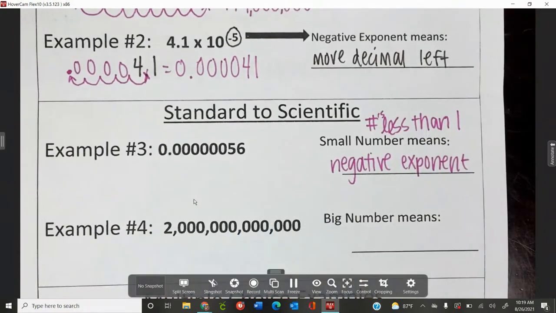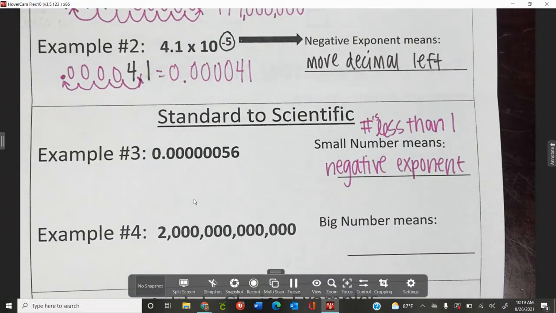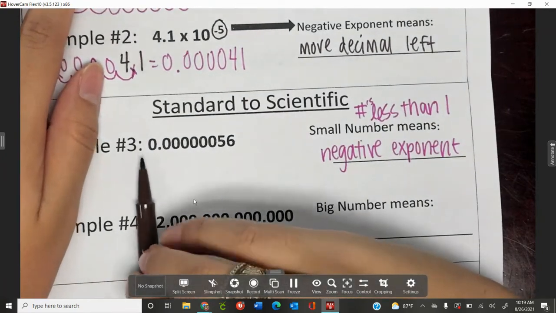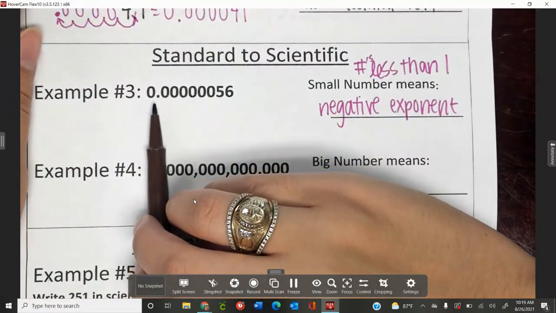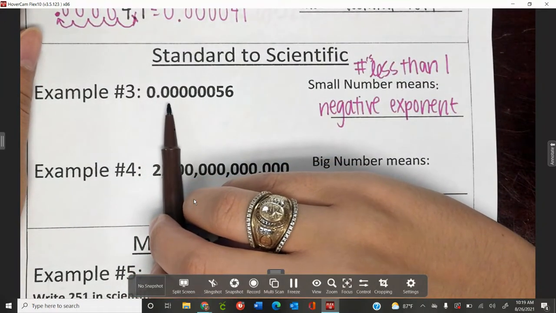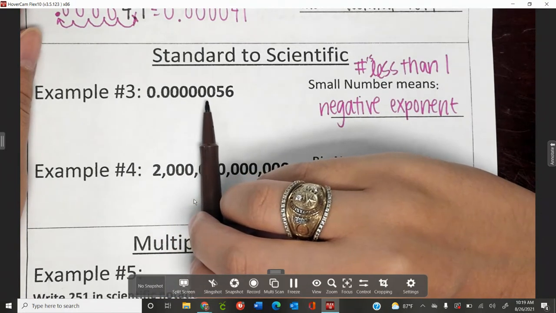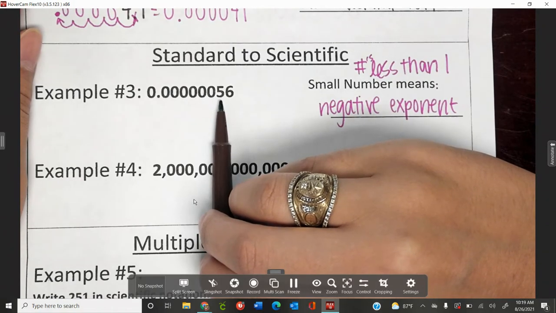So here I have the number 0.000056. Now, whenever we're trying to take it into scientific form, I want you to start off at the very left, and I want you to identify where your first number is that is 1 through 9. So here I have a 0. I can't place my decimal there. 0, can't have a 0 in front of the decimal. Oh, here I have a 5. 5 is a number that is 1 through 9.